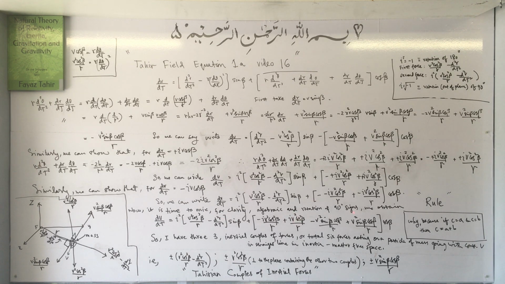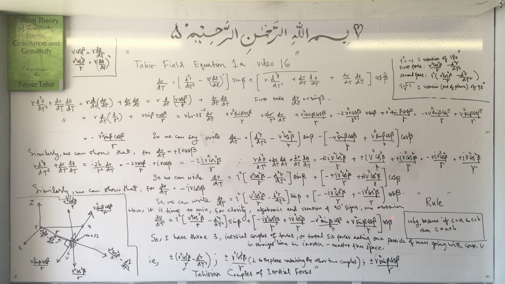Algebraic and rotation of 90 degree signs, we obtain dv over dt is equal to iota square v square cos square beta over r minus d square r over dt square sine beta, plus minus iota v square cos square beta over r plus iota v square cos square beta over r minus v square sine beta cos beta over r plus v square sine beta, which is from here. So this part, these two terms from here or here, and these two terms from here. Okay, so we can write dv over dt is equal to iota square and so on. Okay, so this one is here.